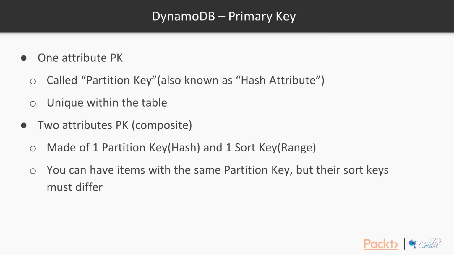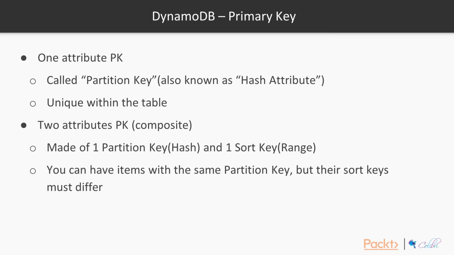So as I mentioned before, one attribute has to be the primary key, and it's called the partition key or the hash attribute. And under the hood, Amazon uses this for distributing your table across multiple servers, but it's very, very important that it's unique within your table. That's something that DynamoDB enforces.